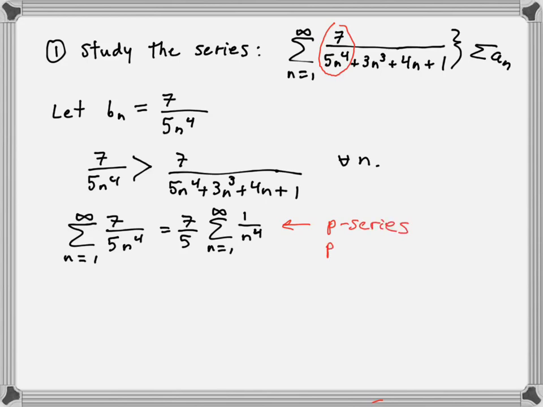Look back at section 11.3 to remind yourself of our p-series studies. You have to make sure that you understand that before we go on to this section, okay? So this is a p-series with p equal to 4, which is greater than 1. What does that mean? This implies that this series converges.